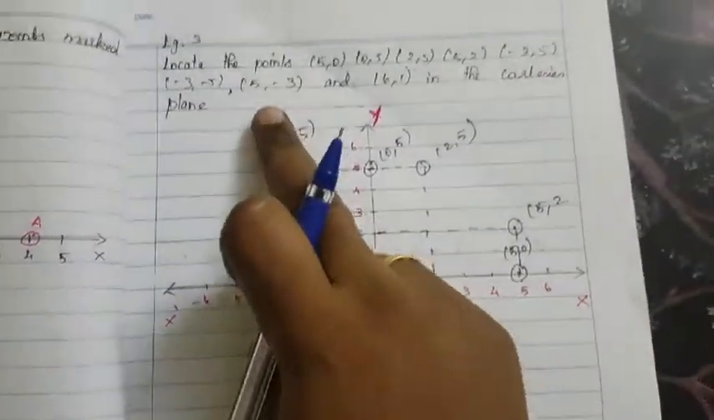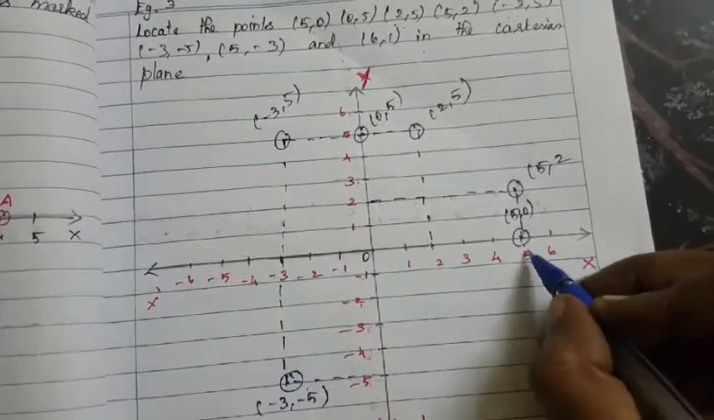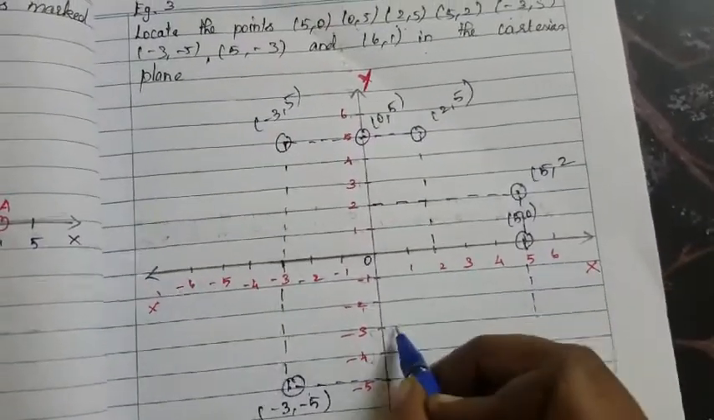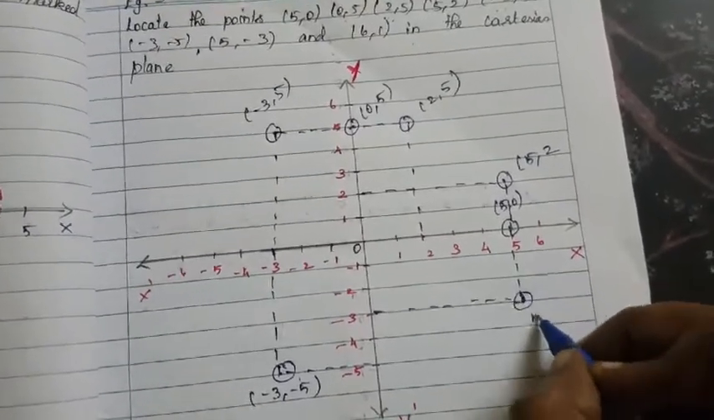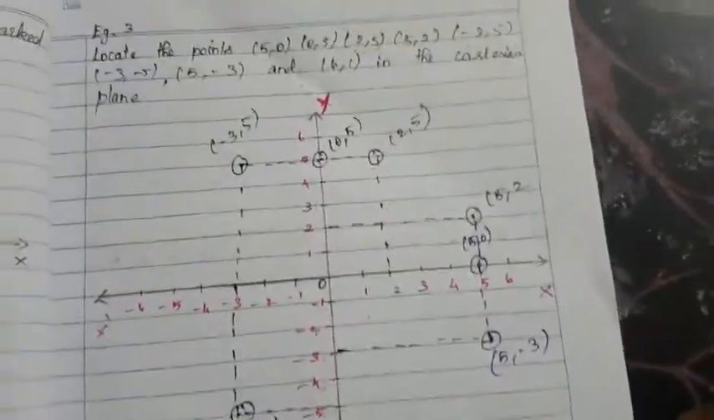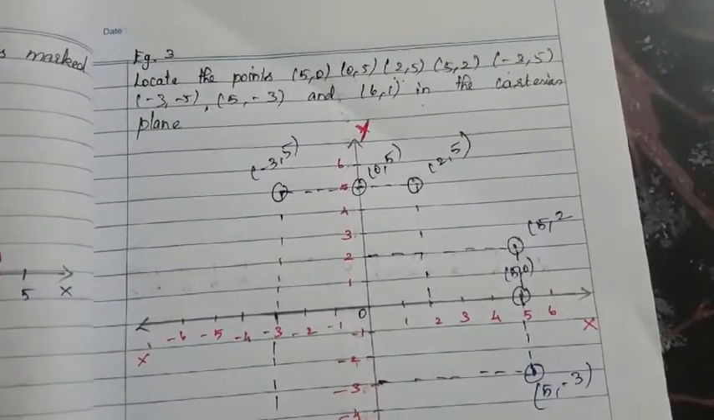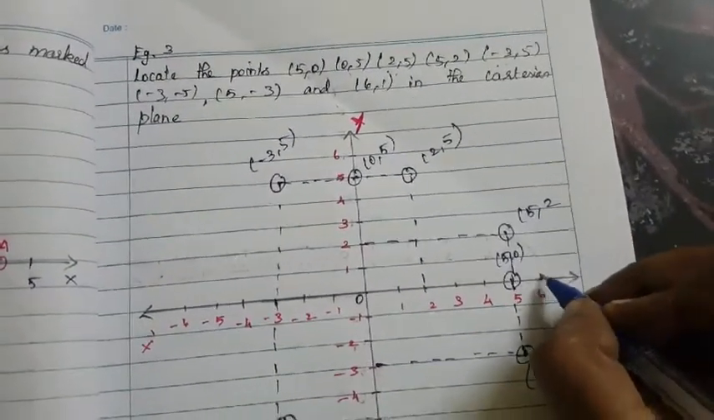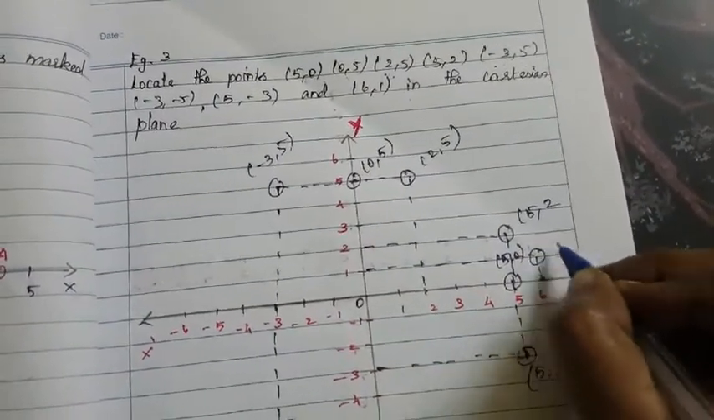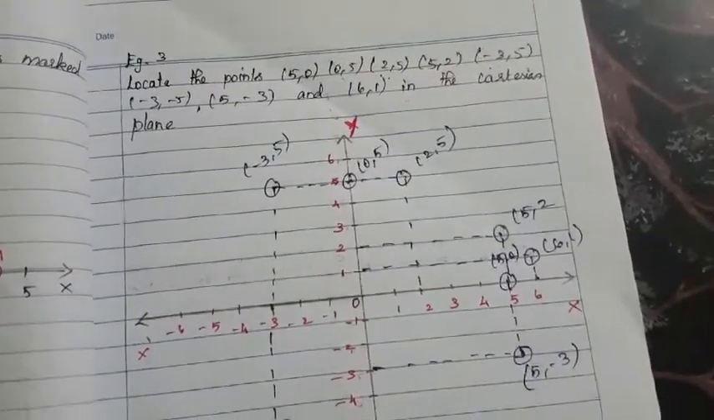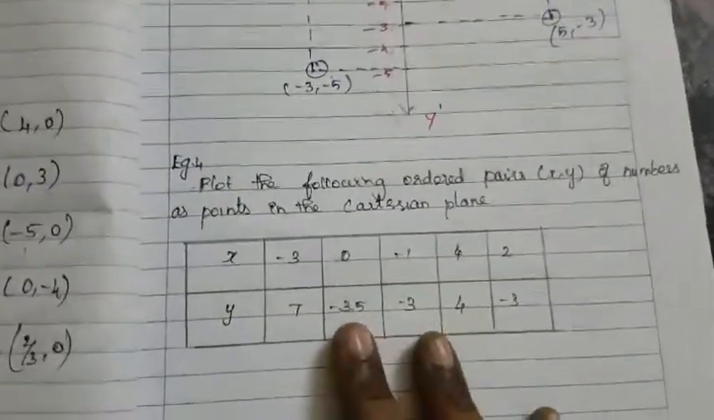So what is the next point? (5, -3). So 5 from the x-axis and -3 from the y-axis. So (5, -3). This is the point where they meet. Okay, and the last point is (6, 1). So 6 from the x-axis and 1 from the y-axis. So that will be like this. So this is the point (6, 1). Okay, in this way you have to mark the given coordinates. So let's move on to the next question.